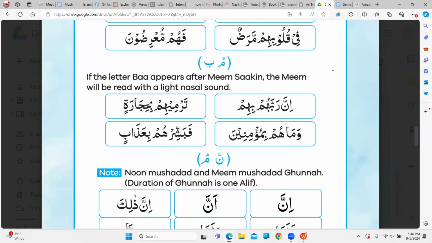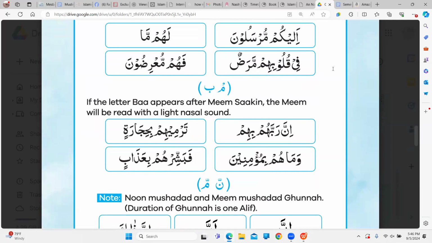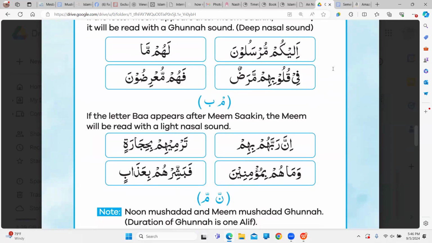Let's do this one more. Okay, so that was for example, let's say fahum mu'ridun. So we have fa fatha fa, ha dhamma hu, meem sakin hum, fahum. After meem sakin comes letter of idgham shafawi meem. So the meem will be recited with the gunna. So we say fahum mu, ra kasra ri, fahum mu'ri, like that.